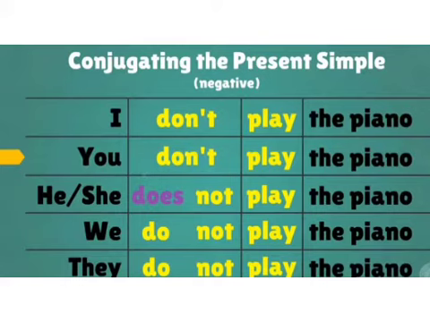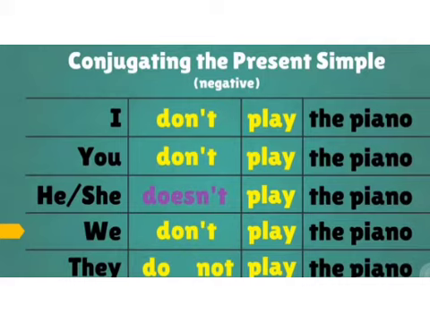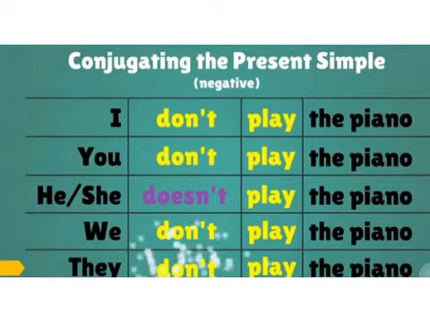Yes, you are right. You don't play the piano. For the third one, he doesn't play the piano. So how does it come? Yes, doesn't. Instead of does not, we can contract to doesn't. We do not. What will come? Yes, don't. We don't play the piano. And finally for they do not. Yes, you're right. They don't play the piano.